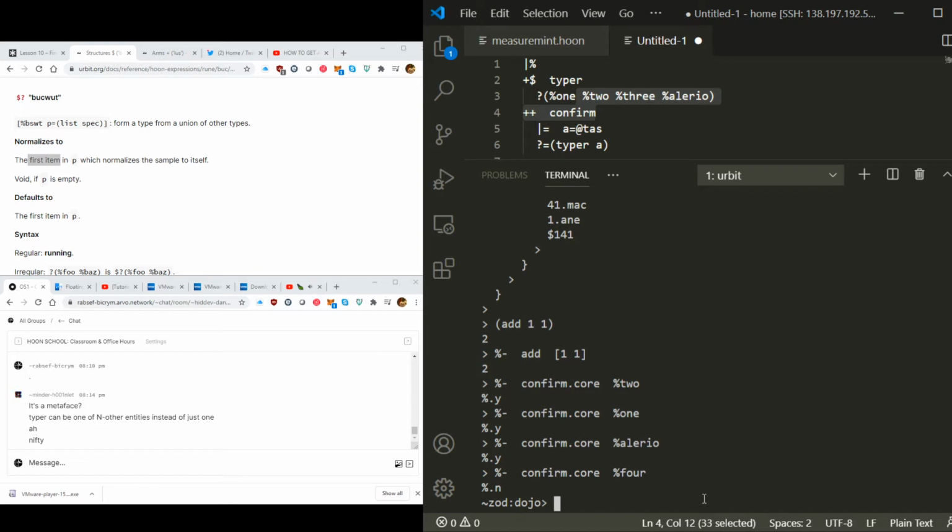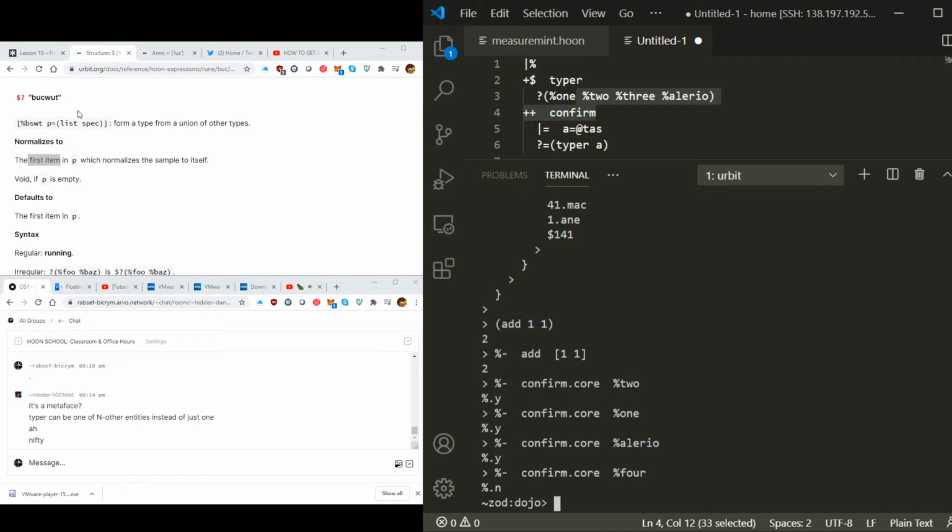So in this dumb core called core, we have created a type called typer, and we have created a checker called confirm that will confirm whether an input value to that gate is of the type established in typer. That's all that's going on there. And that's all you really need to know.